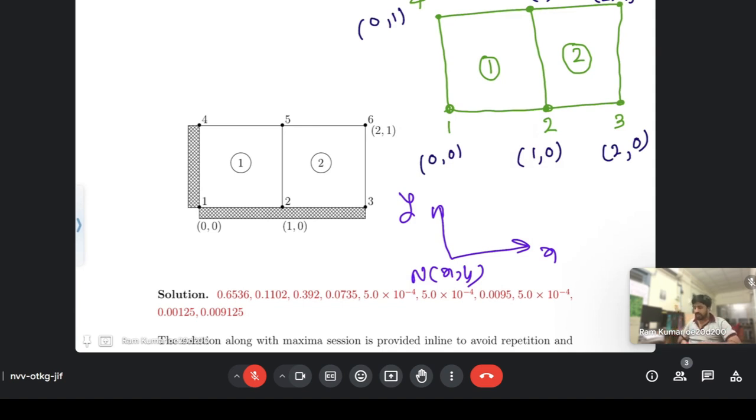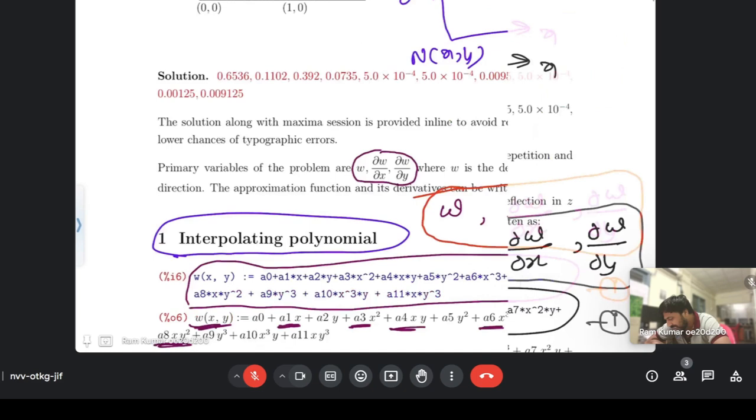I'm not able to find the derivation. Okay, so I will just go through it, and if you have any question in the next class, you will let me know. So how to find the shape function?